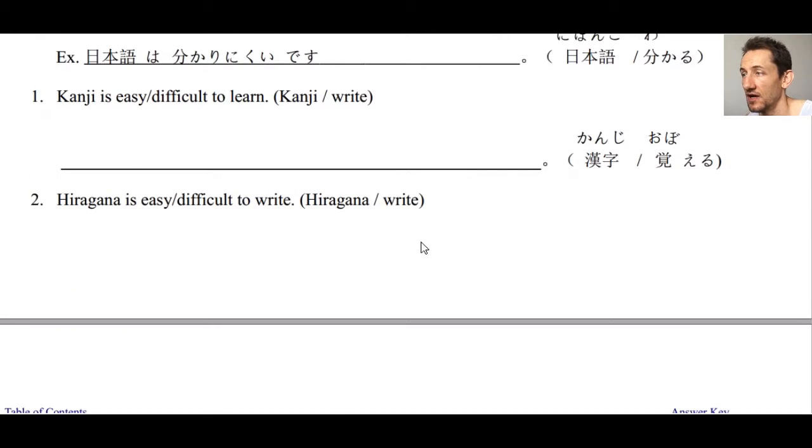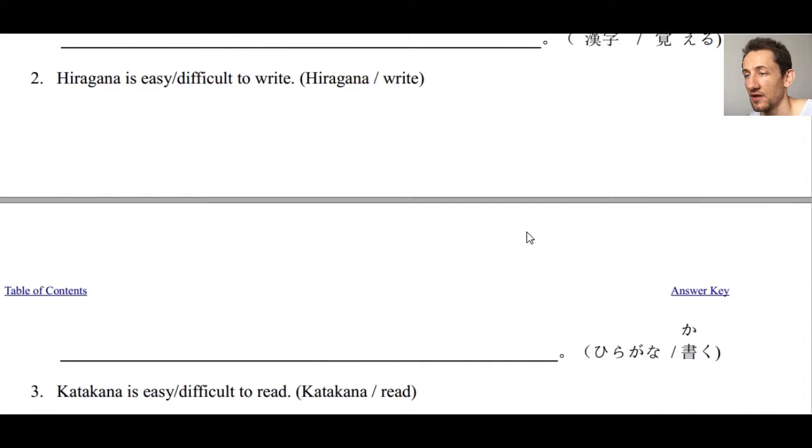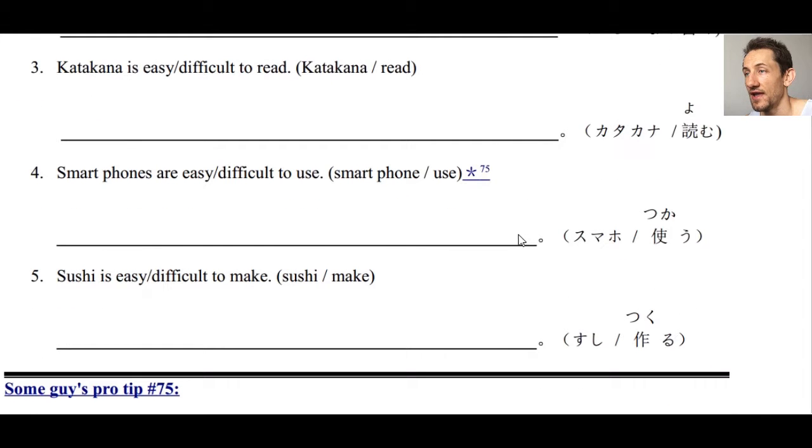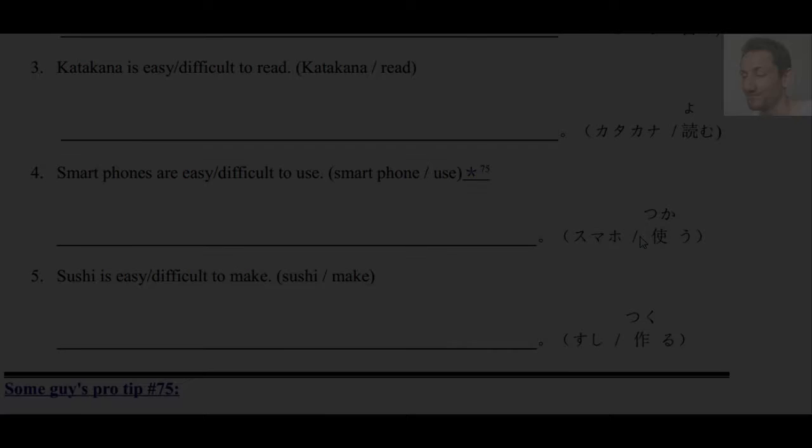So here we have numbers 1 and 2. Kanji is easy, hiragana is difficult, hiragana is easy. Whichever one you feel, you can write. And again, you can go to my homepage, learnjapanesefromsomeguy.com, print out this PDF. Let's see, 3, 4, and 5. So answer these, and now we'll check.